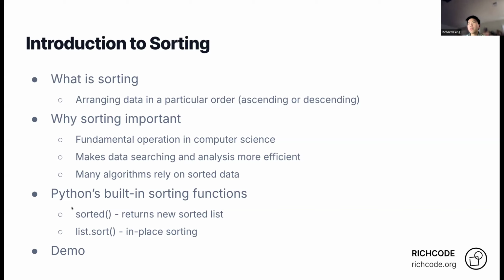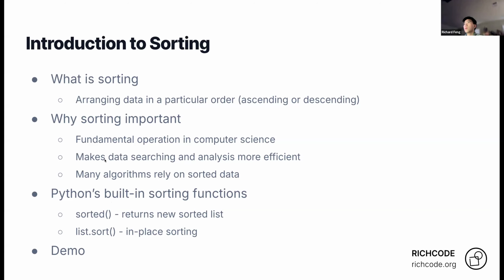Now we'll be looking at Python's built-in sorting functions. There are two different ones that we can use, and then we'll try to create our own algorithms based on some popular well-known sorting algorithms. The built-in Python functions are the sorted function and the list.sort function. They essentially do the same thing, but one of them will return a new sorted list, while the other one will sort your input list in place.